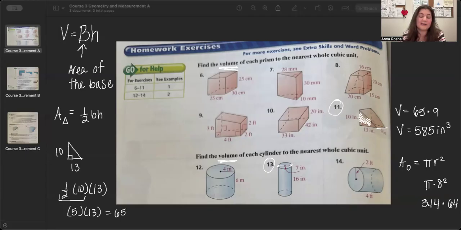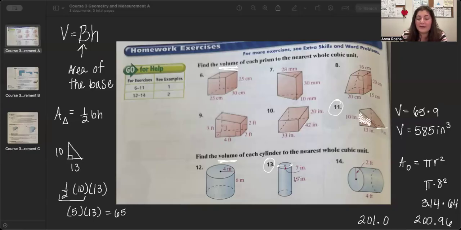Sometimes when you're using a calculator, teachers say use the actual pi button instead of 3.14. But in here, because we're rounding to the nearest whole cubic unit, it doesn't quite matter because we're going to be off by point something instead of like 1 or 2. So for example, I did 3.14 times 64 and my answer was 200.96 versus if I did 64 times the actual pi button, I would end up with 201.0. Either way, I would round this to 201 anyway.